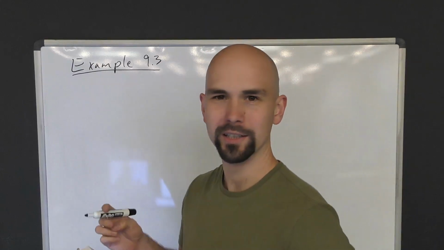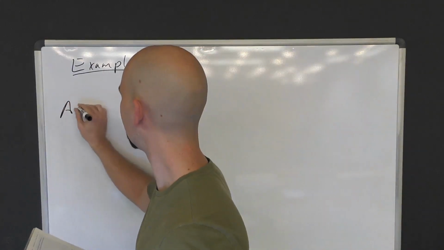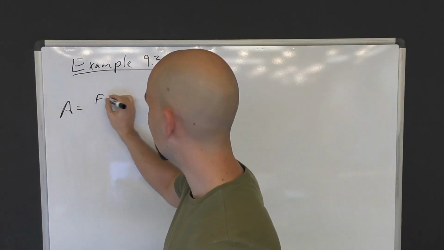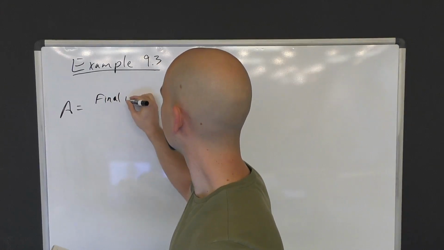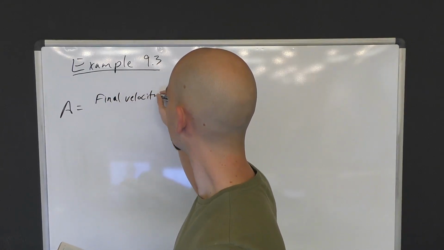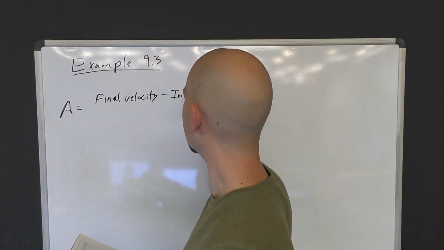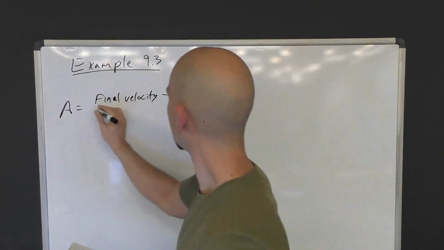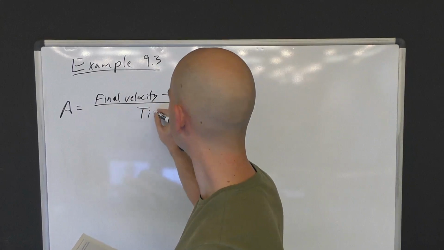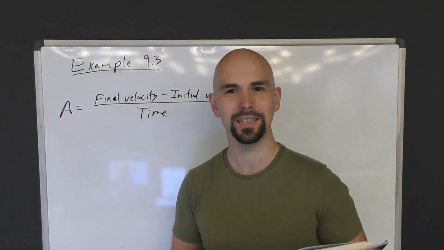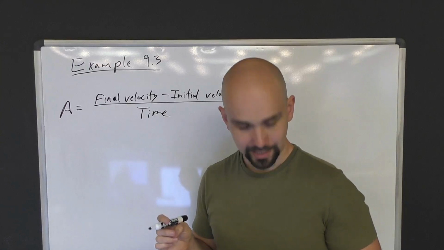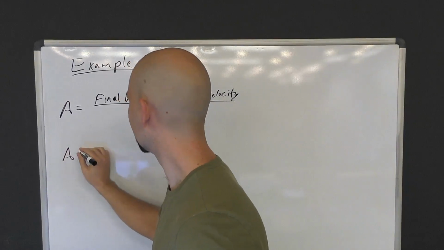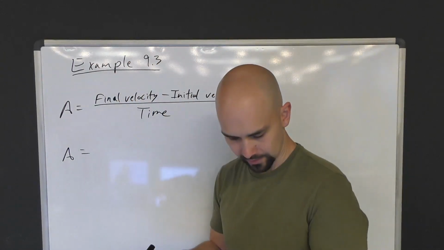So we need a formula here. Acceleration equals the final velocity minus the initial velocity divided by time. They tell us the final and initial velocity and the time, so we just need to plug those in to that formula. All right, so let's do that.